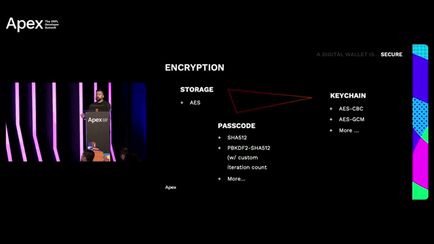So encryption, how are we protecting the private keys, right? There's basically three different lines of encryption happening within the wallet. The first is encryption around the storage. Everything that's stored on your computer is being encrypted using AES, which stands for American Encryption Standard. And then moving a step further, we have your passcode.